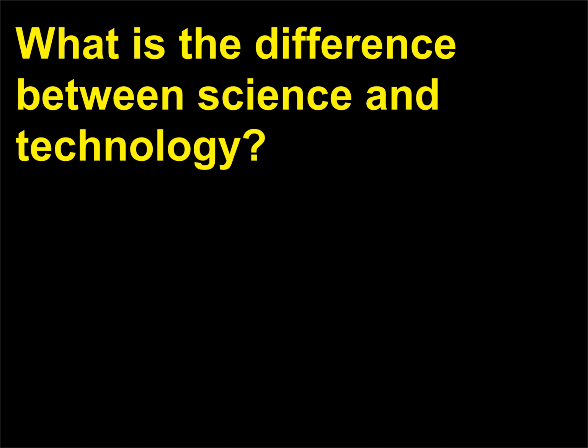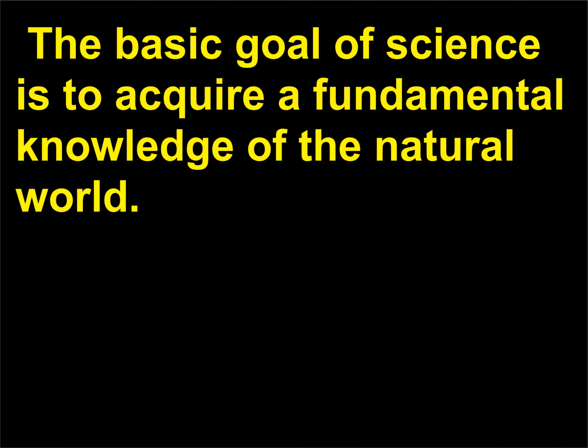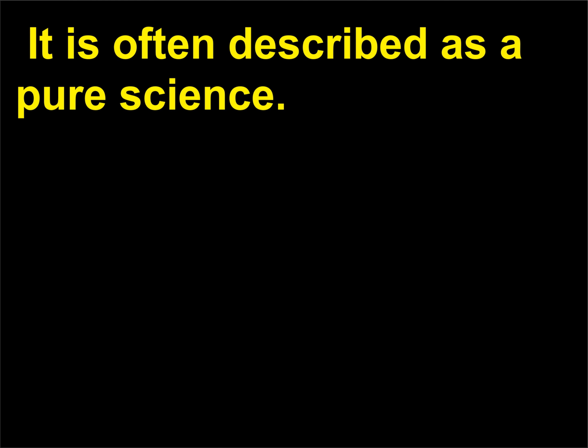What is the difference between science and technology? Science and technology are related disciplines, but have different goals. The basic goal of science is to acquire a fundamental knowledge of the natural world. Outcomes of scientific research are the theorems, laws, and equations that explain the natural world. It is often described as a pure science.